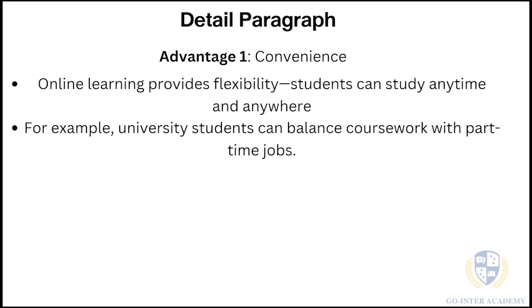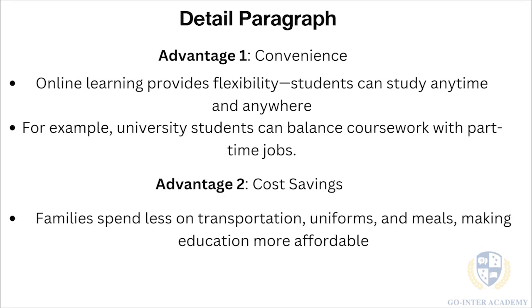In this paragraph, you want to make 2 clear points and support them with short, realistic examples. Online learning provides flexibility. Students can learn anytime and anywhere. For example, university students can balance coursework with part-time jobs. Families spend less on transportation, uniforms, and meals, making education more affordable.